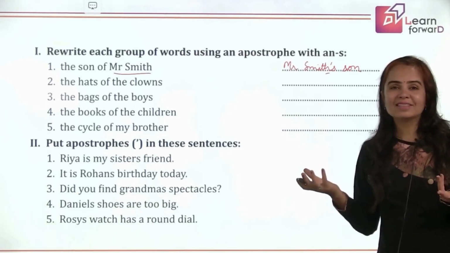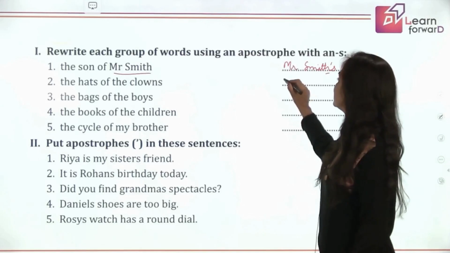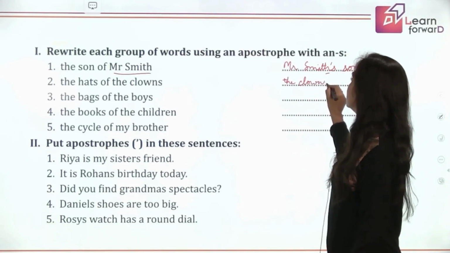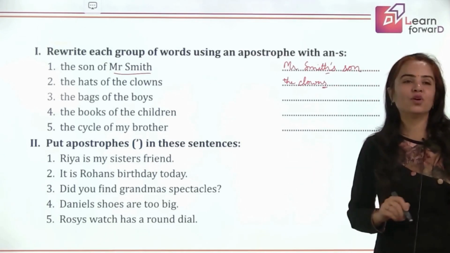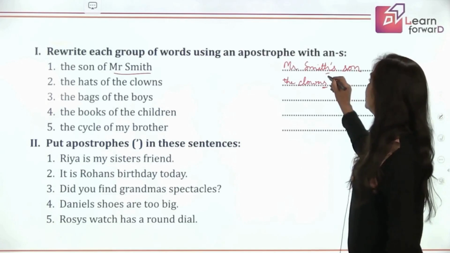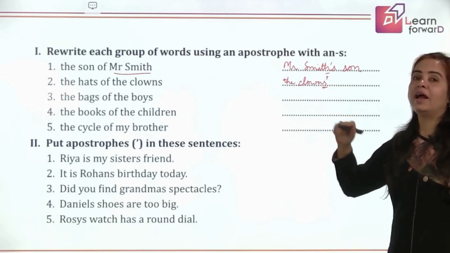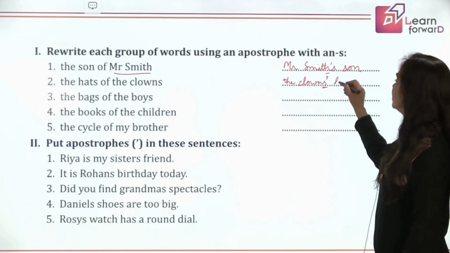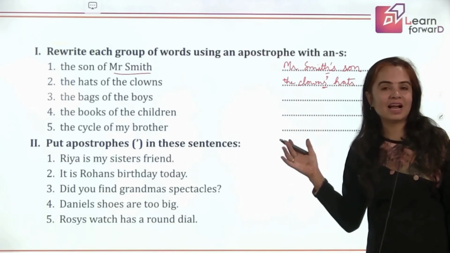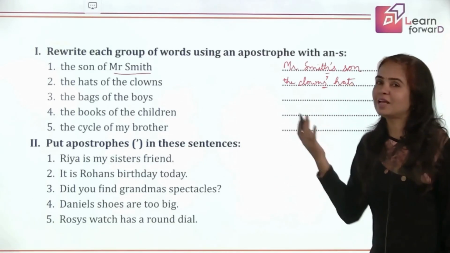The hats of the clowns. Whose hats? The clowns. Will start from here. The clowns. It is plural with S at the end. So what are you going to put? Very nice. That's only apostrophe. And what thing are we talking about? Hats. So the clowns' hats. Isn't it easy that way? Just put the question whose and start writing.